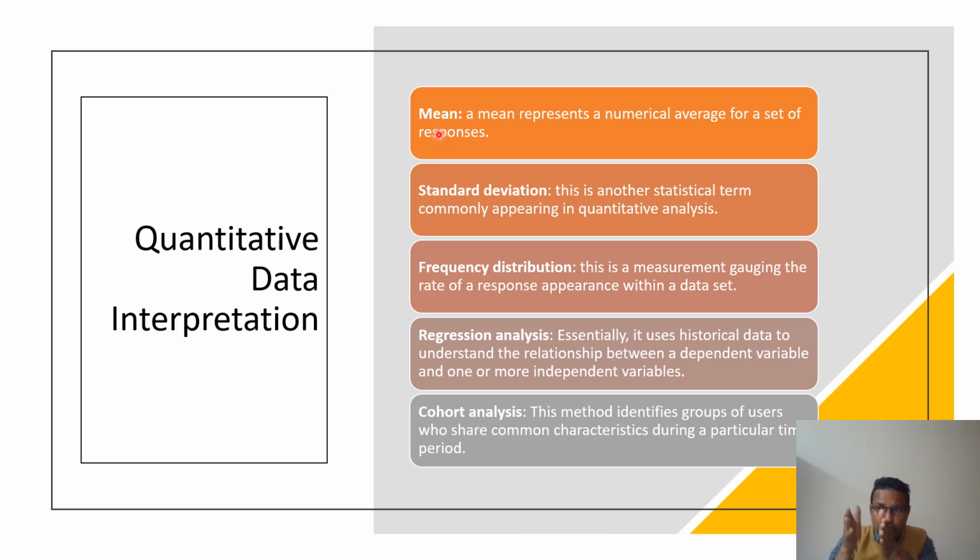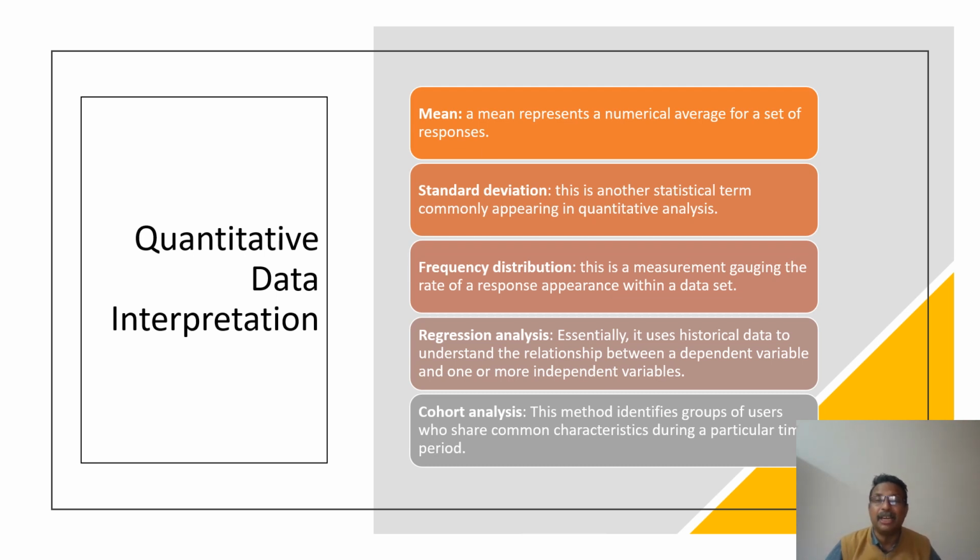The responses differ from the average, there is a deviation, and that is the standard deviation, another statistical term commonly appearing in quantitative analysis. So what are the standard deviations that occur? Then there are frequencies. You remember the time interval that we were speaking about? Frequencies are a measurement of gauging the responses generated within the data sets, as in how many times a word occurs, how many times the responses coincide with the same response.